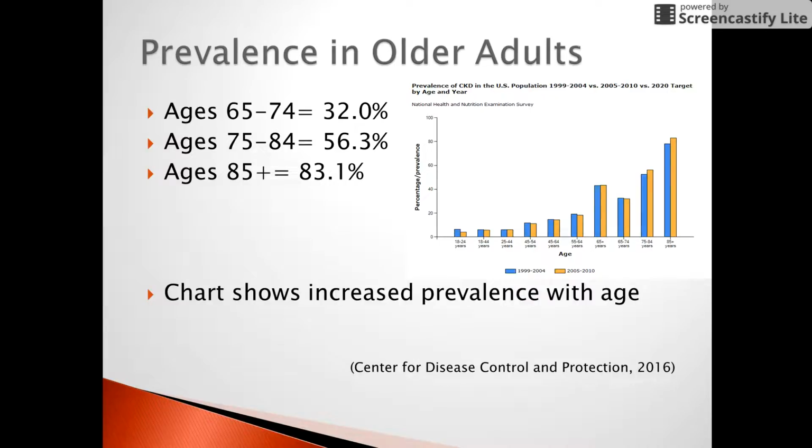Not surprisingly, the prevalence of renal failure increases with age, as demonstrated by this chart from the CDC. The most recent data showed the prevalence in ages 65 to 74 is 32%, ages 75 to 84 is roughly 56%, and ages 85 and older is roughly 83%. Other comorbidities that affect the kidneys are diabetes, heart disease, and high blood pressure, as well as obesity and smoking. On a side note, the calculation for GFR and creatinine clearance is inversely proportional to age, so the older you are, the lower those numbers will be.